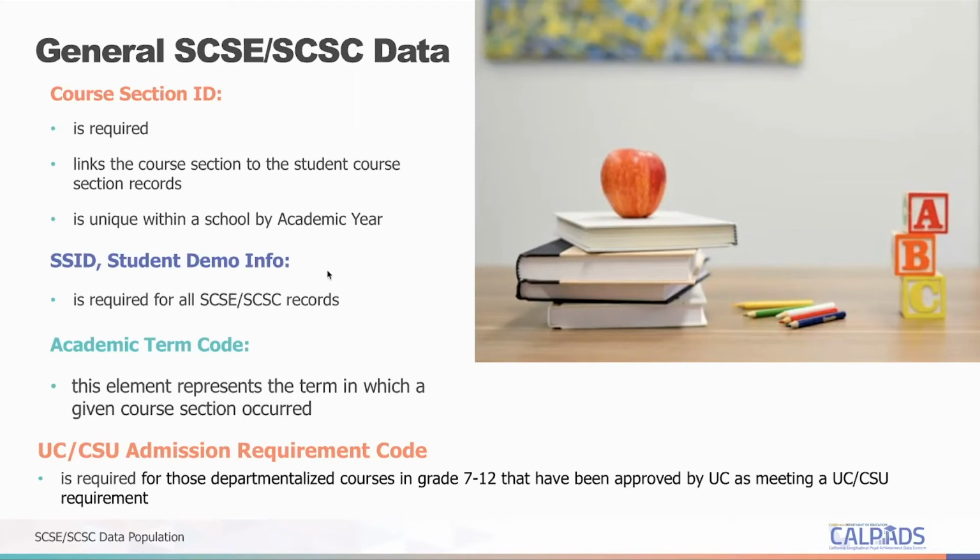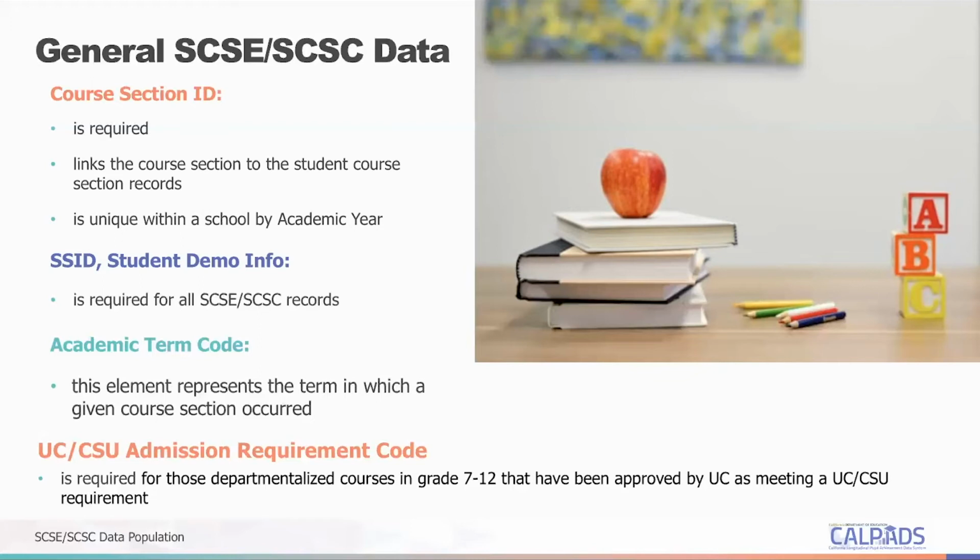The SSID and general student demographics information such as first name, last name, gender, and birth date is required for every student course section record. The academic term code is a coded value representing an academic term. An academic term is the period of time into which the education institution divides the academic year for the purpose of instruction. And lastly on this slide, the UC-CSU admission requirements code.